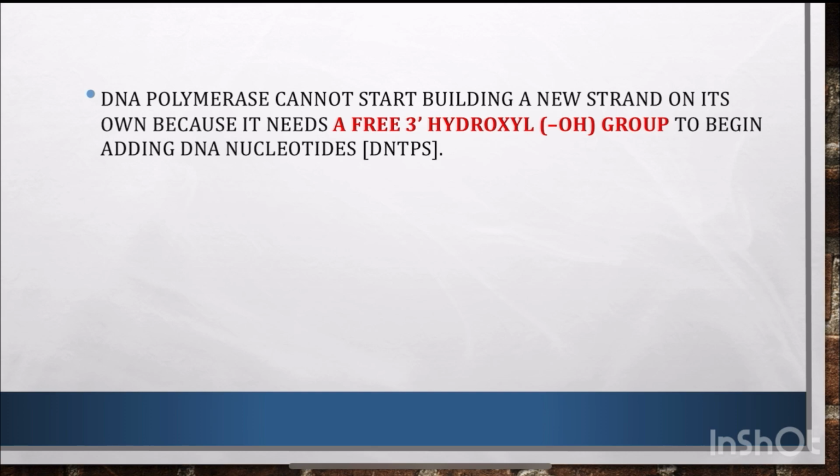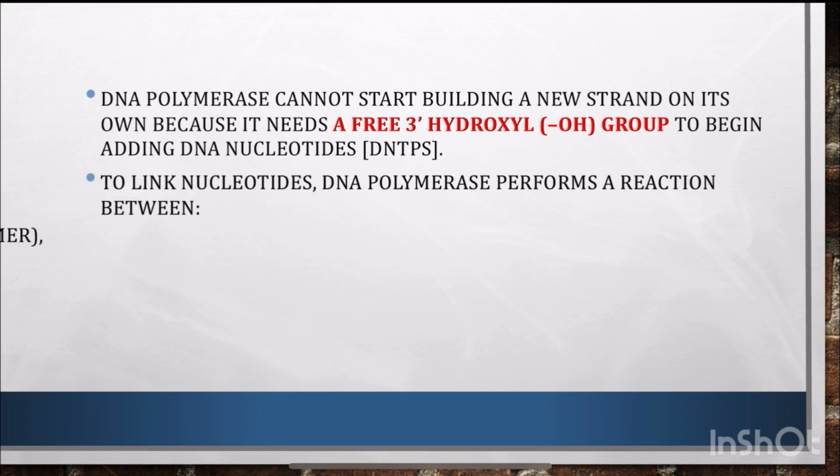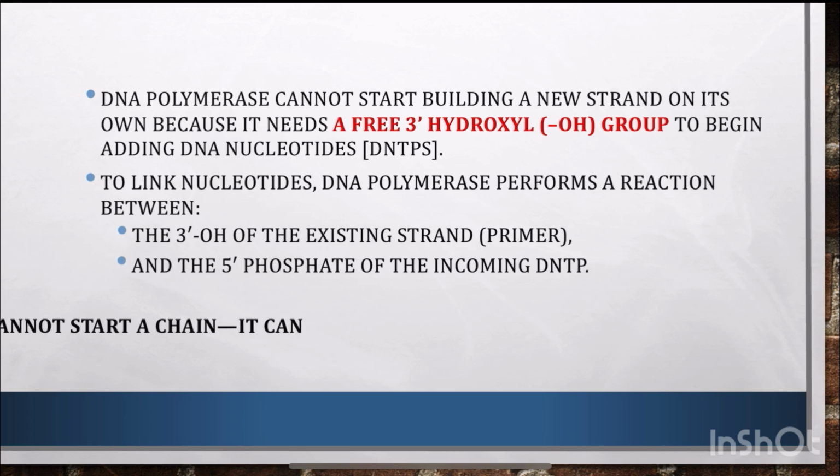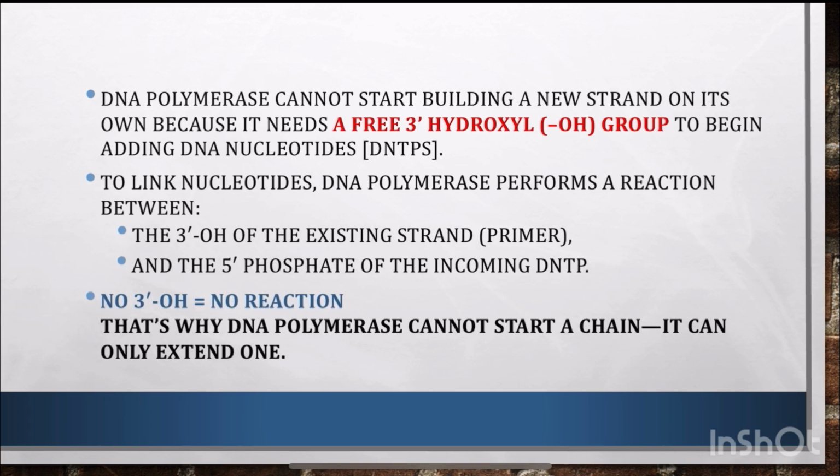So that is the main reason: the activation site of DNA polymerase only activates in the presence of a 3' hydroxyl group. If the 3' hydroxyl group is absent, then DNA polymerase cannot insert the upcoming nucleotide on the new DNA strand. That is why DNA polymerase makes the bond between the 3' OH group of the existing strand and the 5' phosphate group of the incoming nucleotide.